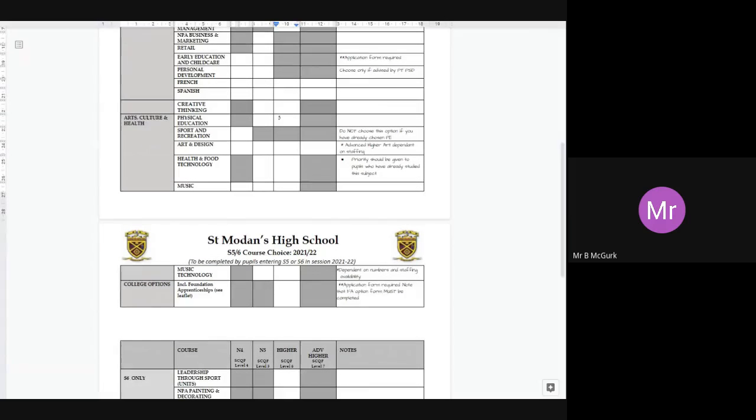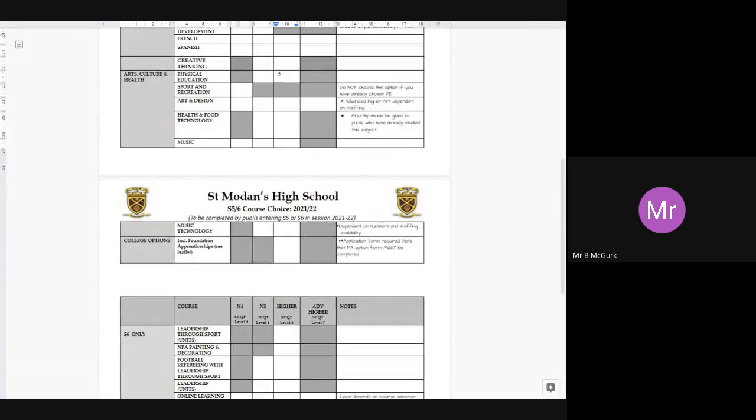Some subjects have a priority over pupils who have already studied this subject, for example, health and food technology. Moving down the options form here, college options including foundation apprenticeships. Again, an application form must be completed for these courses.